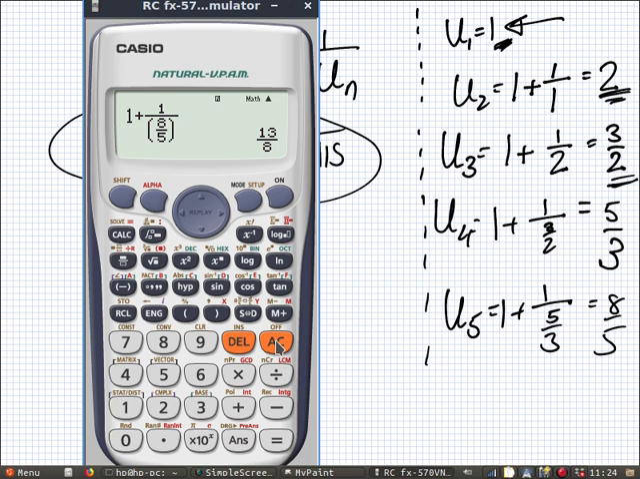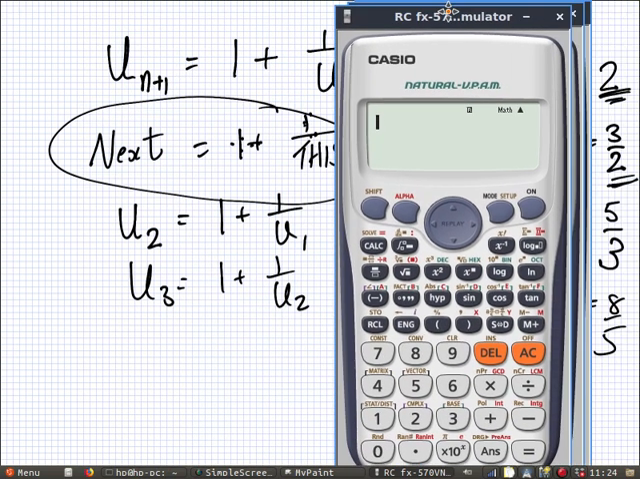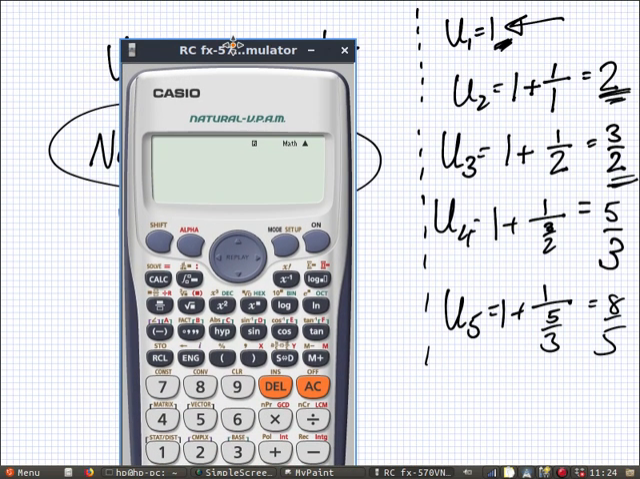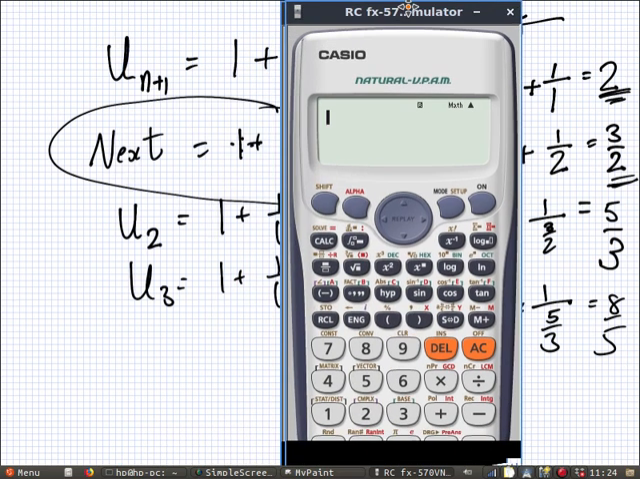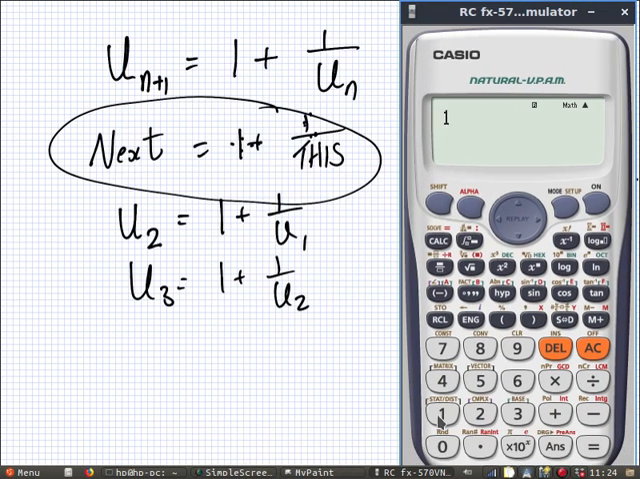Now, what I want to show you on the calculator, and you should be able to do this on all calculators, is a quick way to calculate the terms here. Here's my little shortcut. You start off by putting in the first term. What did we say the first term here was? 1. So you type in 1, press equals, and then press AC. Then you type in this formula as follows: 1 plus 1 over answer.